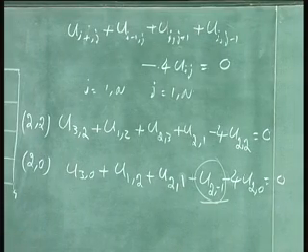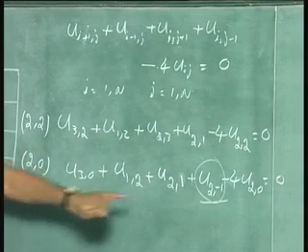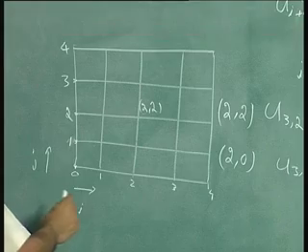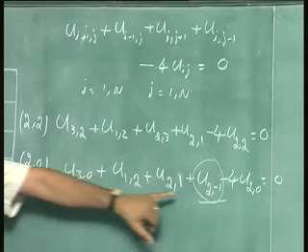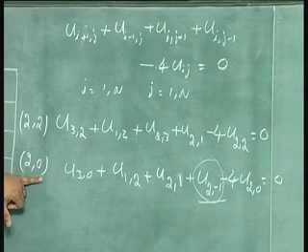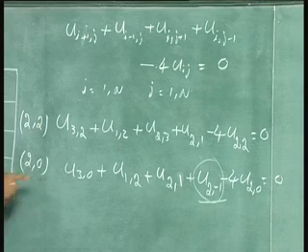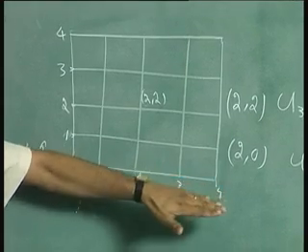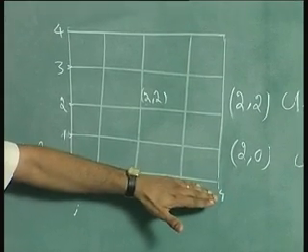Now there are two ways of doing this. These points are specified by the boundary conditions. If you want to write these equations at the boundary, you need special conditions. One way is that we don't write the equations at the boundary, because the boundary conditions specify what the value of u at the boundary is.